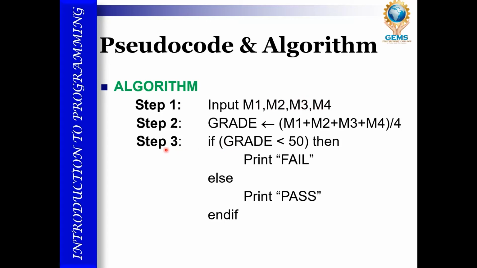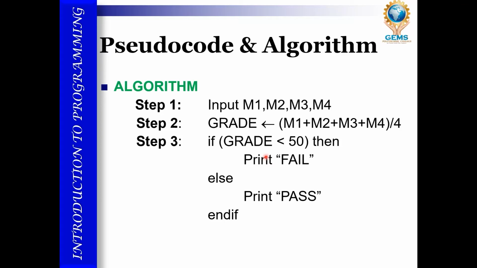Now the third step gives a condition. If grade is less than 50, then the result will be fail, print fail, else print pass. So this is the way to write the algorithm. I think it's clear for you how we are going to write the pseudocode and how we are going to write the algorithm. Pseudocode means it's normal or informal language. The same way we talk, we are going to write and draft it for our problem.